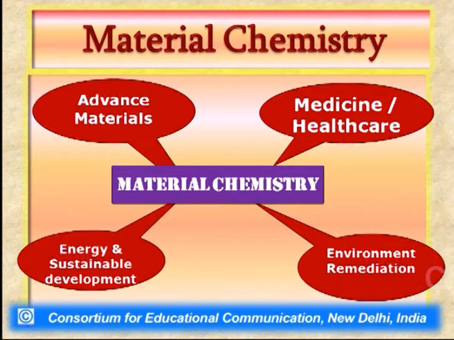Now, having said this, material chemistry spans various areas. For example, in medicine and healthcare, we need different kinds of materials, as we need to be constantly looking for new medicines and healthcare products, and some advanced materials for designing various products and processes. Then energy and sustainable development: we need energy, so we certainly need new materials which can tap renewable or natural sources of energy. And environmental remediation processes also require certain material chemistry aspects.